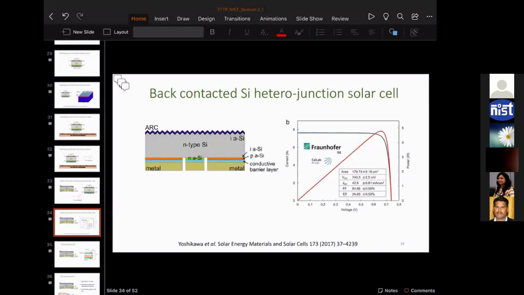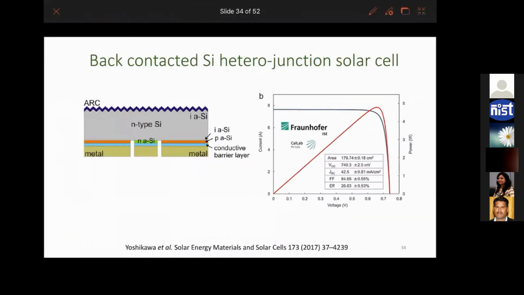Yeah, so actually it is a nice question. Thank you for asking. Now, if we talk about the industry applicability of this kind of solar cell, let me tell you that this back contact heterojunction solar cell, can you see my screen?